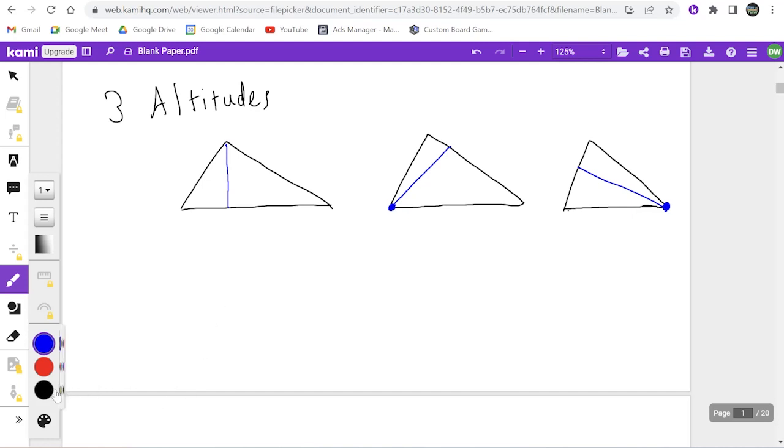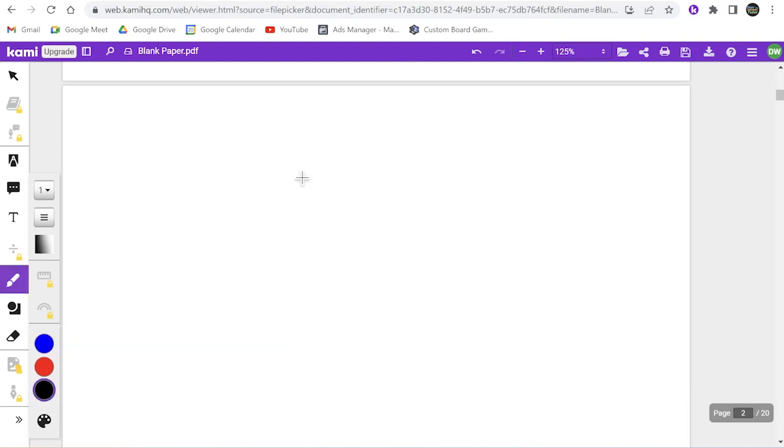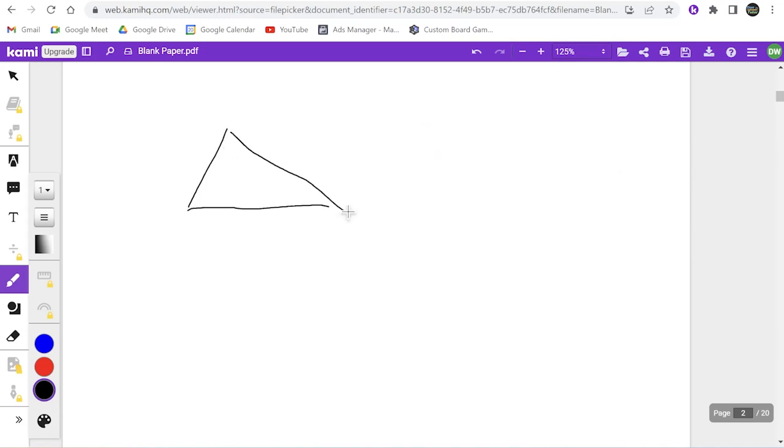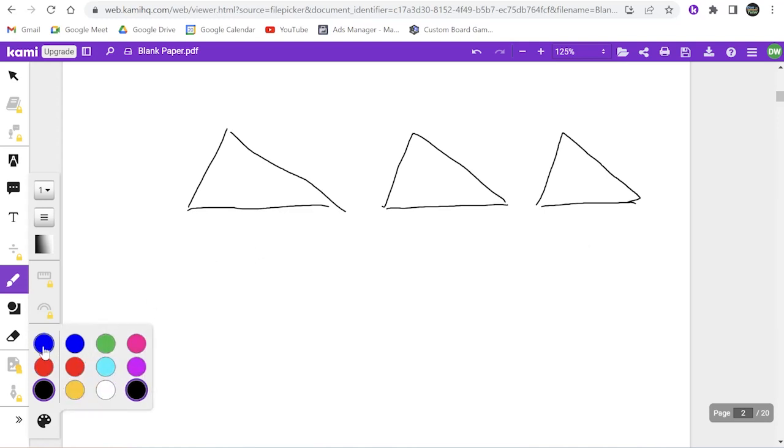Now let's do the same thing with the medians. And again, I'm going to draw the same 3 triangles here. Okay? 1, 2, and 3. Okay, so for this one, if I draw the medians, I'll draw them in red. The median, remember, is from this point to the center of your line and then just connect it. I now need to do the same thing twice more.